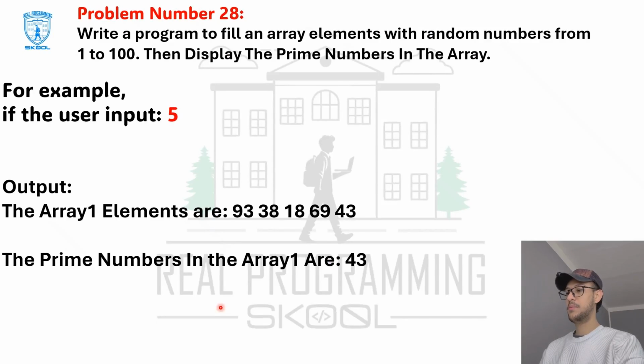Today we're going to have problem number 28. It's about writing a program to fill an array's elements with random numbers from 1 to 100, same as the previous problems. Then display the prime numbers in the array.